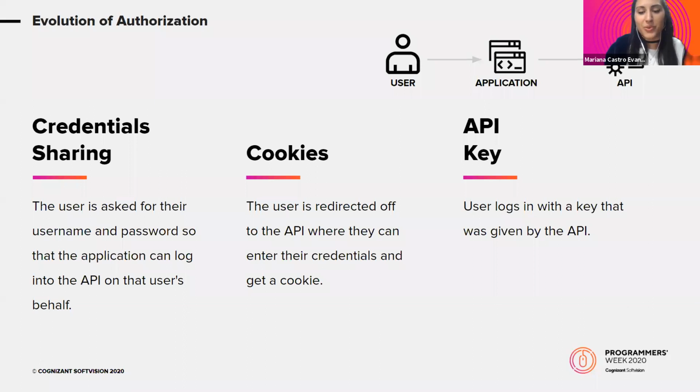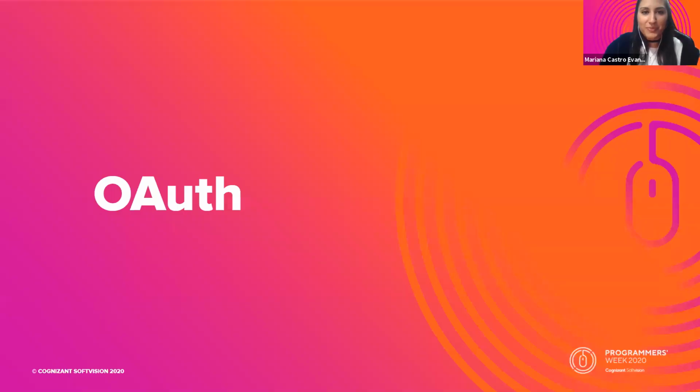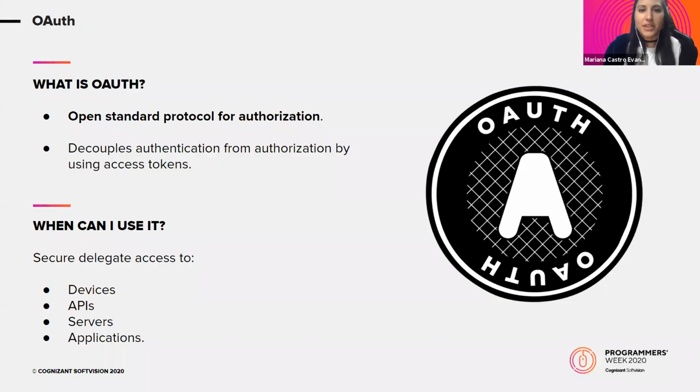And that's where we're going to start with OpenID Connect, with OAuth, sorry. So let's see what OAuth is. OAuth is an open standard protocol for authorization that works on HTTPS. It's going to decouple authentication from authorization by using access tokens, which we're going to mention in a little bit. The important thing to understand is that OAuth is going to define some actors and the way they're going to interact so that we can manage authorization. We can also use OAuth to securely delegate access to devices, APIs, servers, and applications, so it's pretty versatile.